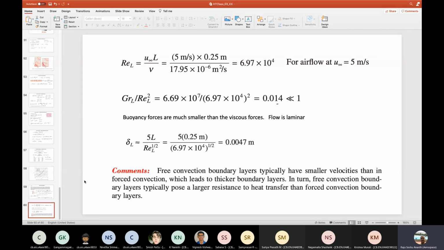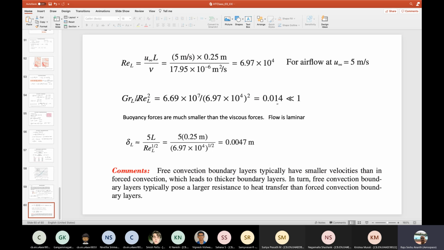And then what is the equivalent Reynolds number? The maximum velocity is low, but for airflow that's okay, I'm not worried about that. If I have conventional forced convection, with a velocity of 5 meters per second given, what exactly is the Reynolds number? The Reynolds number for this plate would be about 7 times 10 to the power of 4.